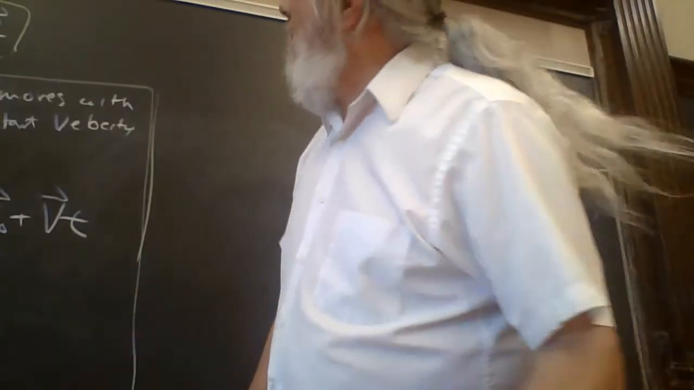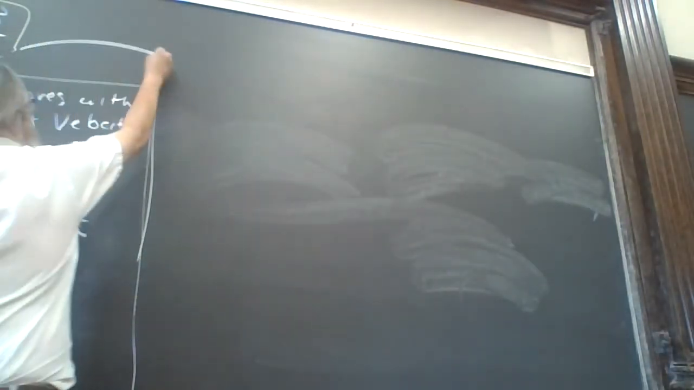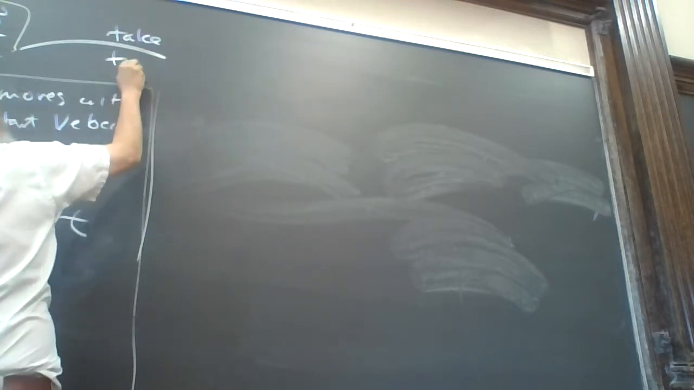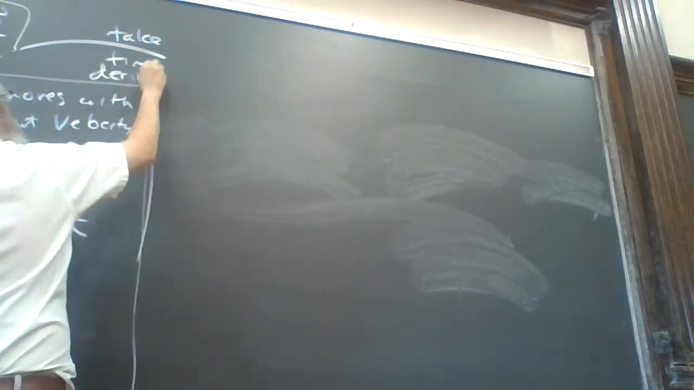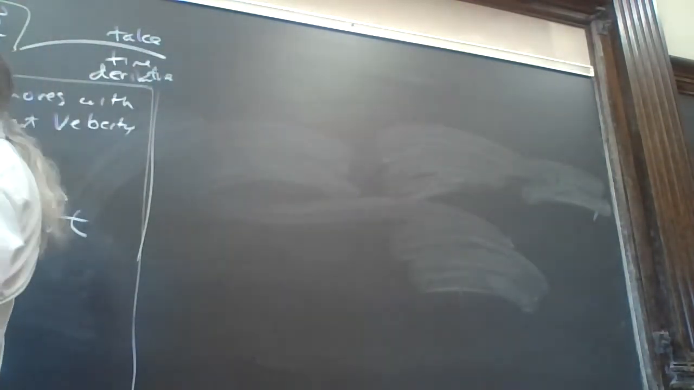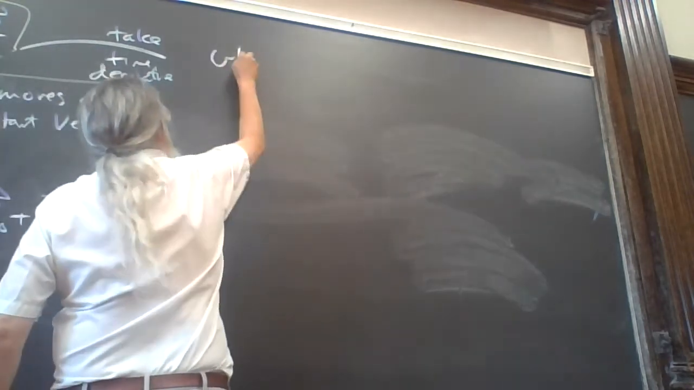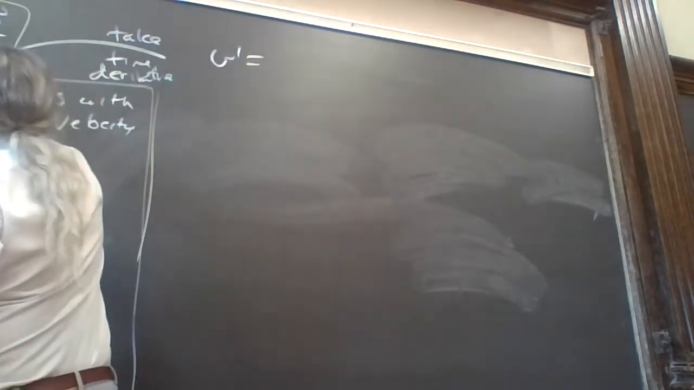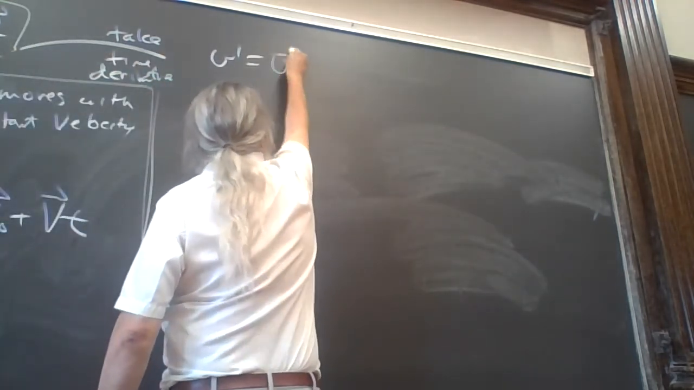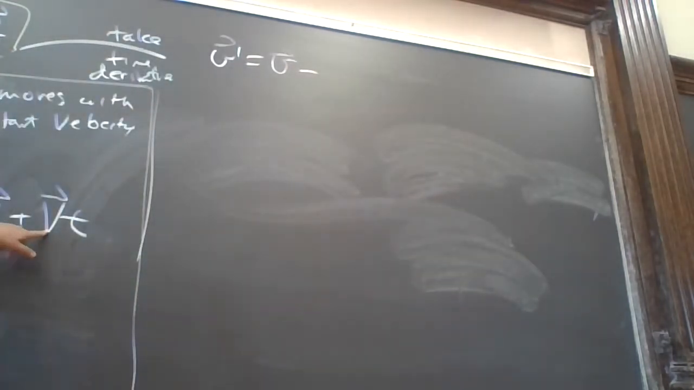So I can now start asking questions like, okay, now that I've got the position, what can I say about the velocity? So I take the time derivatives of both sides. The time derivative of R prime is just v prime, by definition, right? Remember, this is the time derivative of the position. So I just say v prime has got to be equal to the time derivative of this, that's just v, again these are vectors, minus the time derivative of this. Well, that's just V.